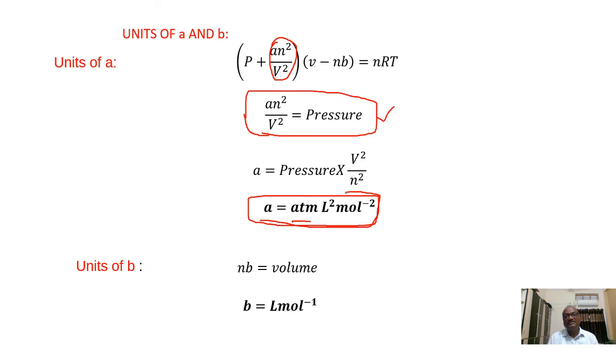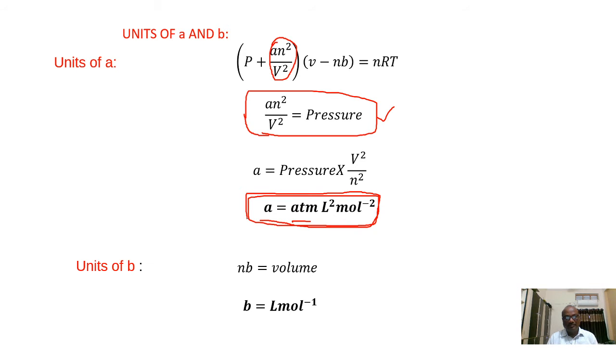So the units of a are atmosphere liter squared mole to the power minus 2, or we can say bar meter to the power 6 mole to the power minus 2, since meter cubed represents volume. Or we can also express it as atmosphere decimeter to the power 6 mole to the power minus 2, because 1 liter is equal to 1 decimeter cubed. Like that, we can express the units of a.